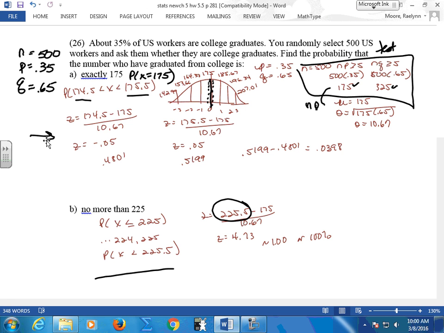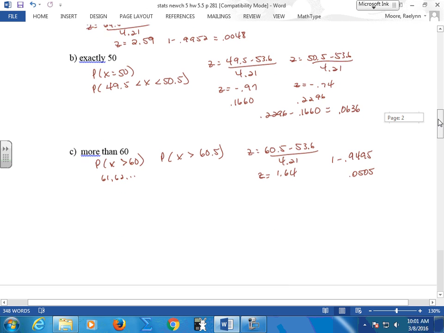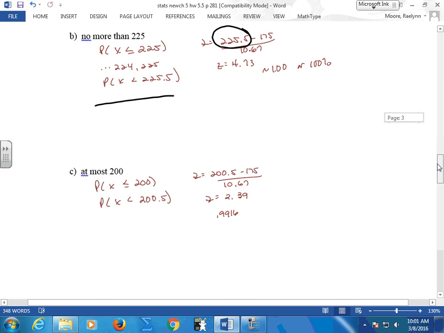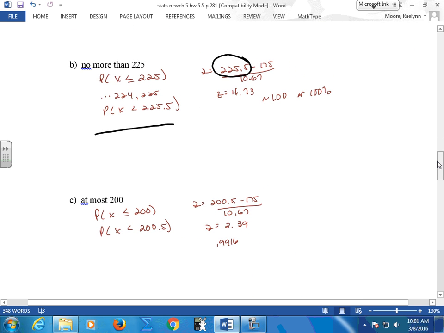Okay. From here, we have one more, and that was an at most. At most says that is the most. It's kind of like the no more than. I can't be more than, I can't be more than this either. This is the most. So again, 200 is my upper level. I increase that 0.5. And because my area is to the left, I don't have to subtract this out.